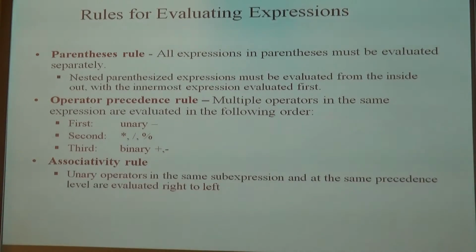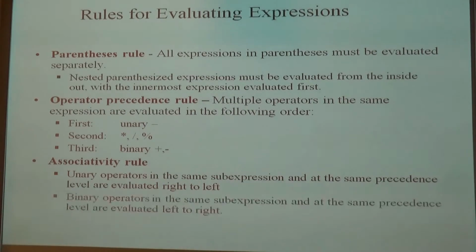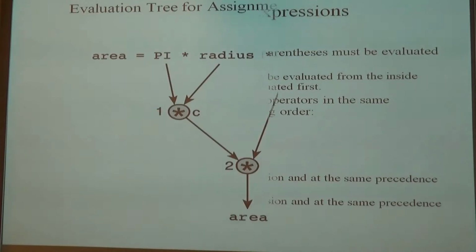So, the associativity rule. Unary operators have the same precedence, and are evaluated right to left. Binary operators in the same expression are evaluated left to right. So keep in mind: unary operators are evaluated right to left in the same sub-expression, binary operators are evaluated left to right.